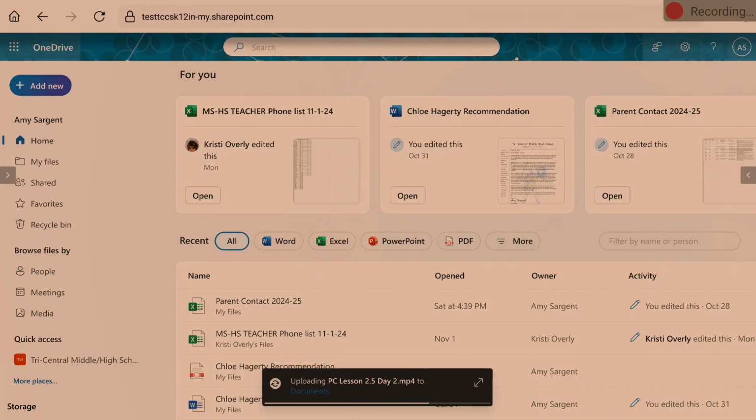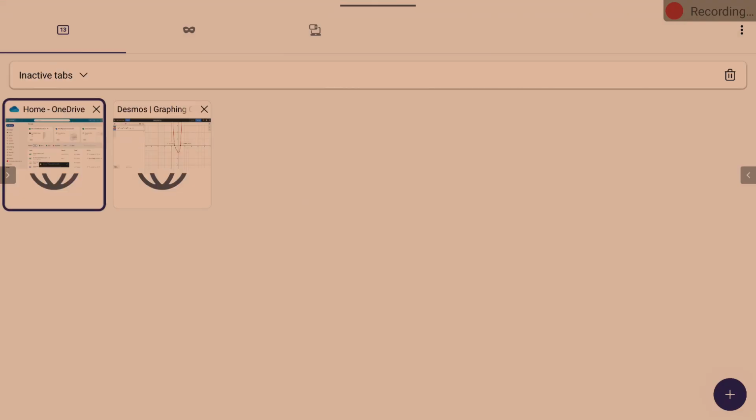I'll see if my Desmos comes up easily or not. Not really, because... there we go.